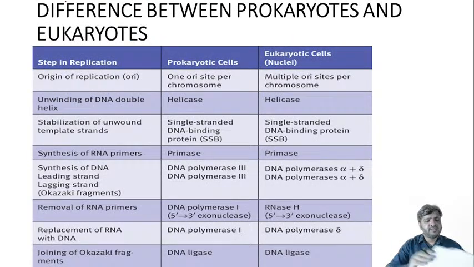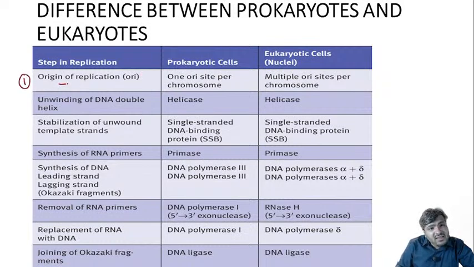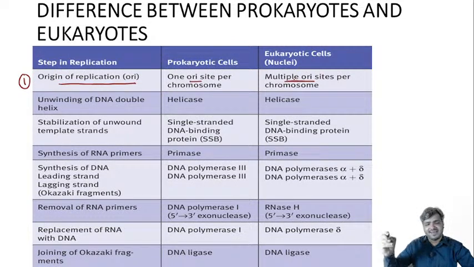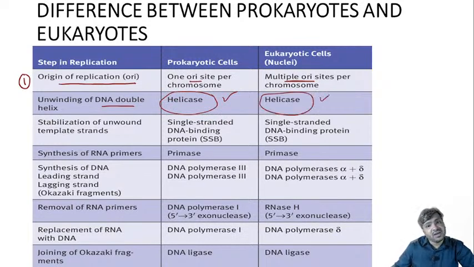Coming on to the differences between the eukaryotes and prokaryotes in replication, guys. Now remember, the very first point is the origin of replication. I already told you in prokaryotic cells we have one origin of replication, and in eukaryotic cells we have multiple origin of replication sites. We have multiple ORI in eukaryotic and a single ORI site in the prokaryotic. Unwinding of the DNA double helix structure is done by helicase in prokaryotic cells. It is done by helicase in eukaryotic cells as well.